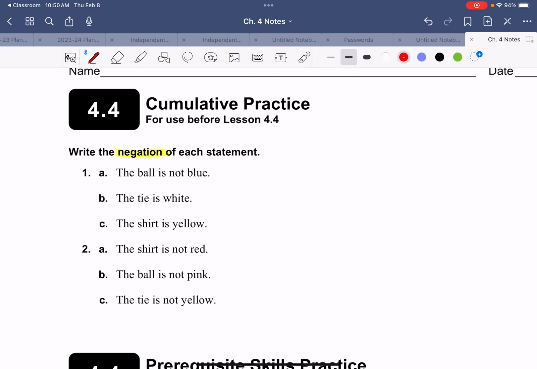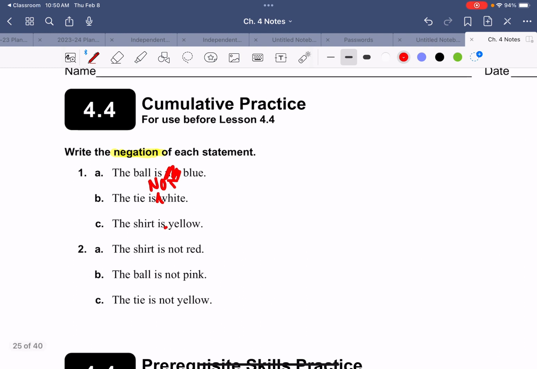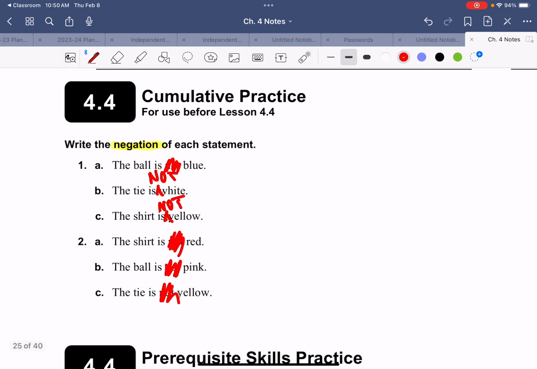So all you have to do when we are negating something is, when you see the word not, we get rid of it. So instead of "the ball is not blue," the ball is blue. Now, when there's not the word not in there, we're just going to add it. So instead of "the tie is white," the tie is not white. Same thing, the shirt is not yellow. And when we go to 2, oh, yay, I'm happy because all I have to do is just scribble them out. Instead of "the shirt is not red," that means the shirt is red. Yeah, I really like ones like this.